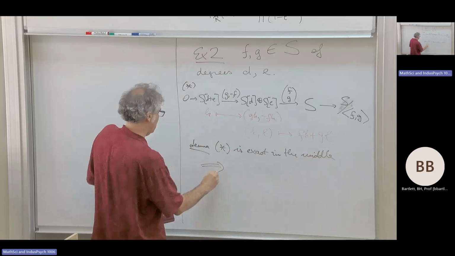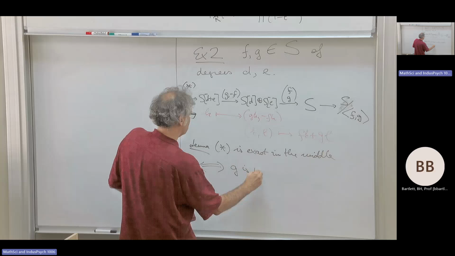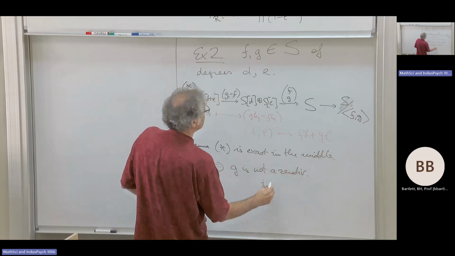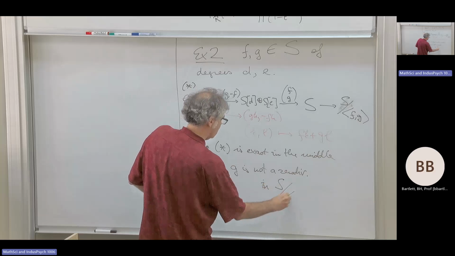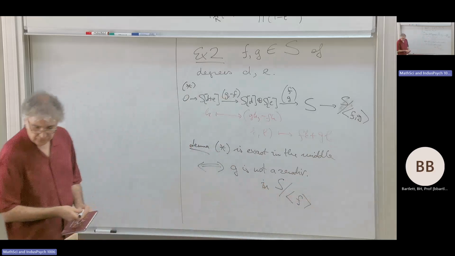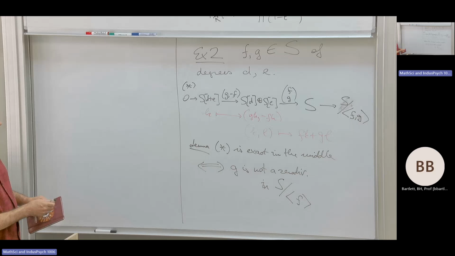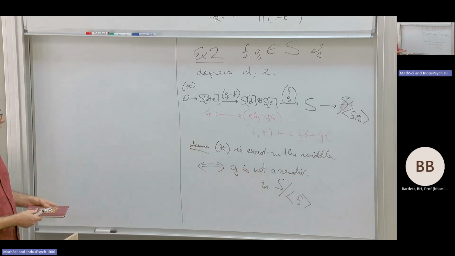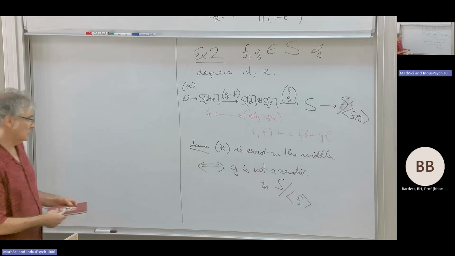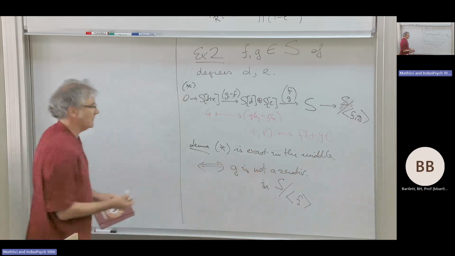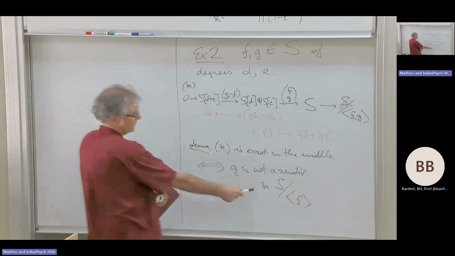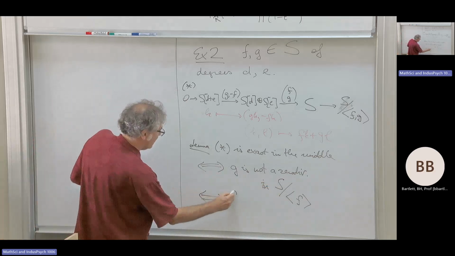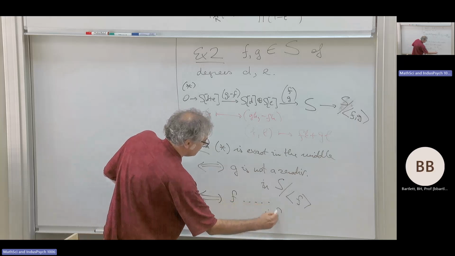If and only if G is not a zero divisor in S mod F. And in particular, if F is irreducible, then it's enough to say that this is still a domain. Anyway, this is a condition. It's non-symmetric, but actually this is symmetric. So this is also if and only if F is a non-zero divisor in S mod G.